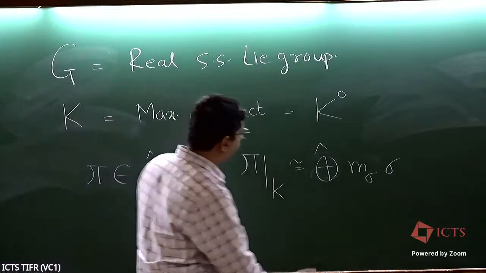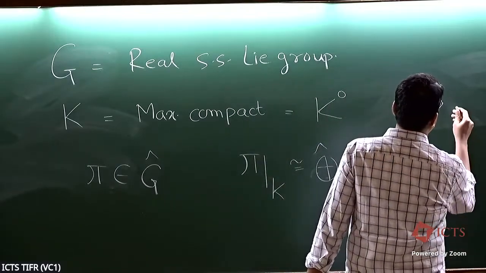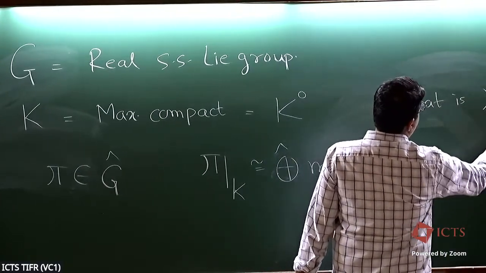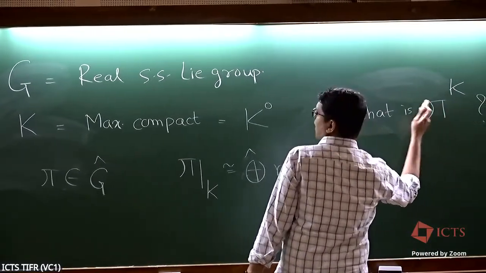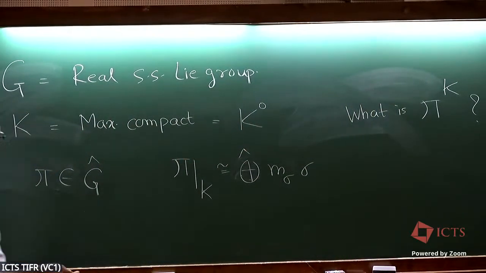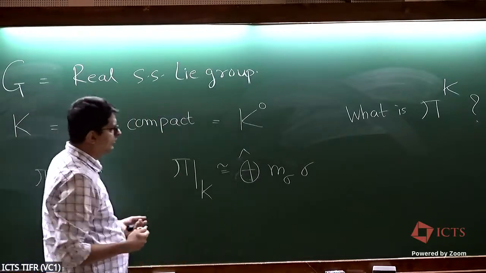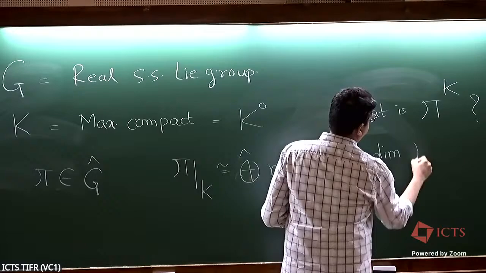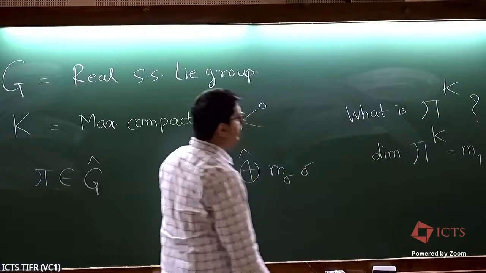Now you ask the question, which representations of K appear here? In particular, one simple question will be, what is the dimension of the invariants? So you start with this pi and you look at the invariants of pi under K. In representation theory language, K is acting on that and you are asking how many times the trivial representation appears here. So what is the multiplicity? The dimension of this thing will be the multiplicity of the trivial representation.